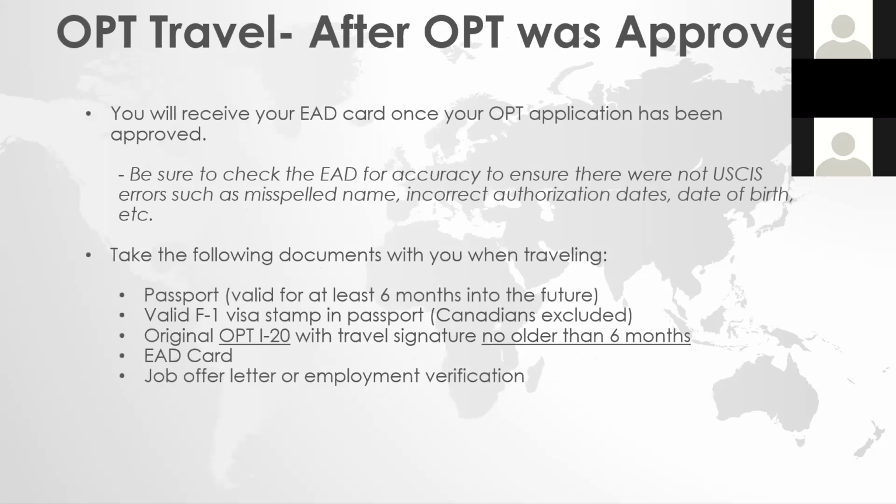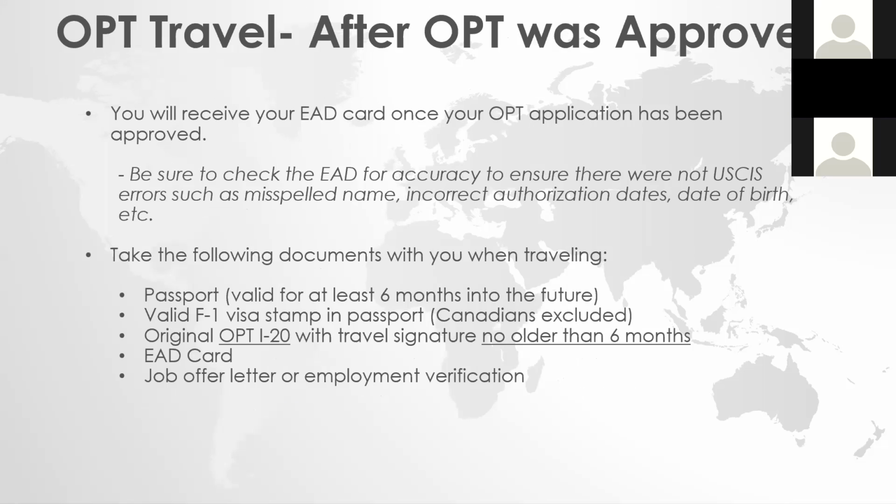So congratulations, your OPT was approved. You've got the EAD card, and now you want to travel. So first things first, when you get that EAD card, be sure to check the EAD for accuracy to ensure that there was not a USCIS error, such as a misspelled name, incorrect authorization dates, date of birth, etc.